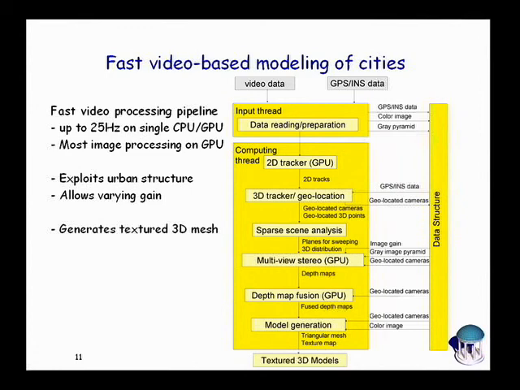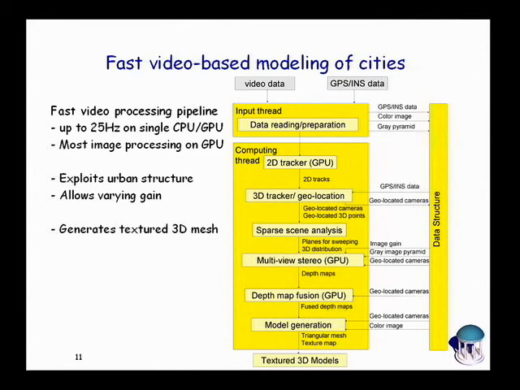Also important, of course, in the real world is to be able to vary gain and things like that, so that you can adjust the only 8 bits of dynamic range or so of the camera to follow along the range of outdoor brightnesses. And so in the end, we'll generate a textured 3D mesh.